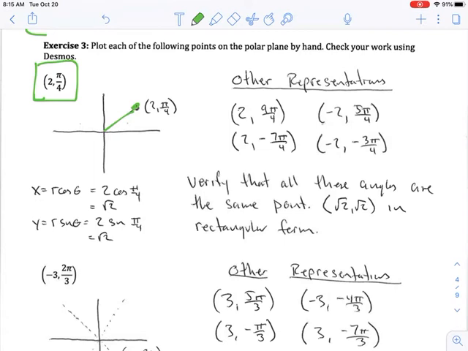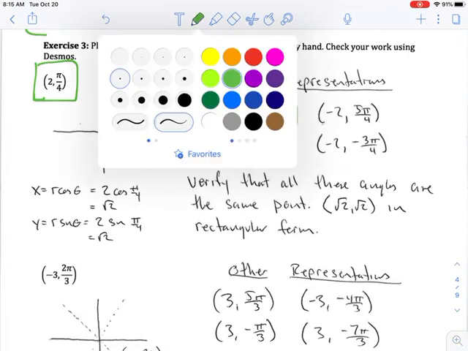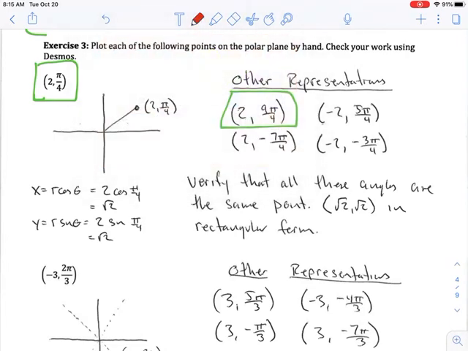Well, as it turns out, there are many different ways that we could represent that. The reason is that there are many different angles that end at this same spot. Theta is not unique. So as an example, we could have the angle 2, 9 pi over 4. Well, what is 9 pi over 4? 9 pi over 4 is what we get when we go all the way around, that would be 8 pi over 4, and then up another pi over 4.